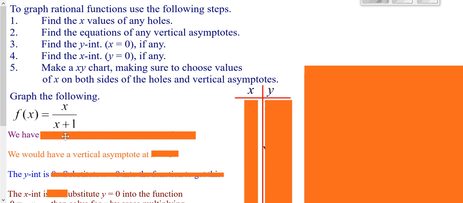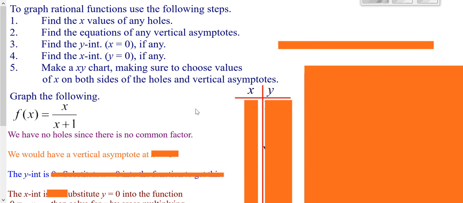So you factor the top and the bottom. In this case, we have no common factors, so we have no holes. You look at what causes the bottom to be 0, so we'd have a vertical asymptote at x equals -1. The y-intercept is 0.